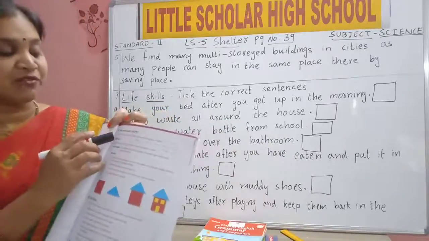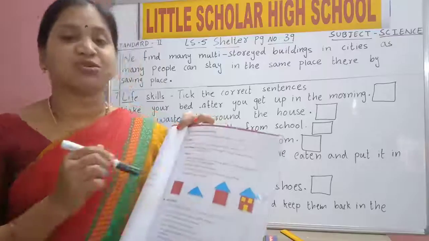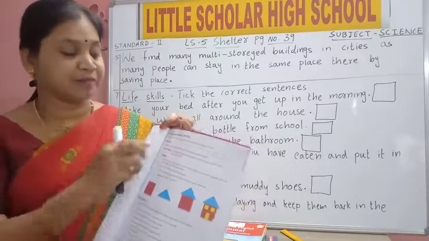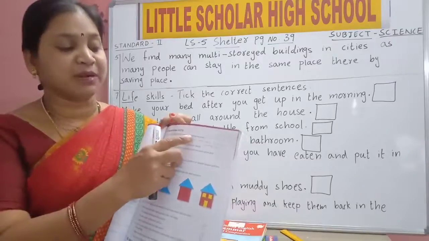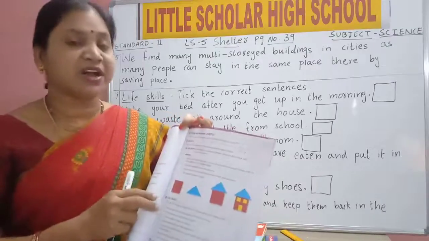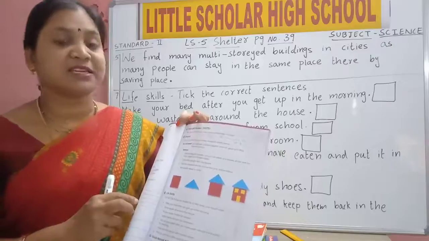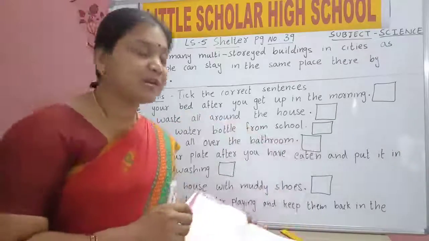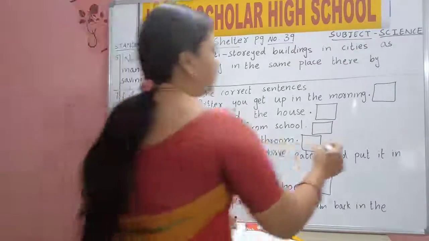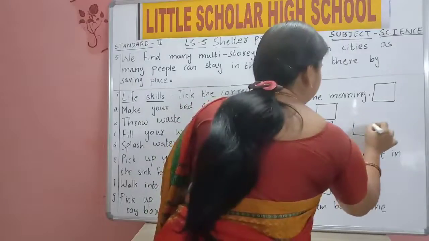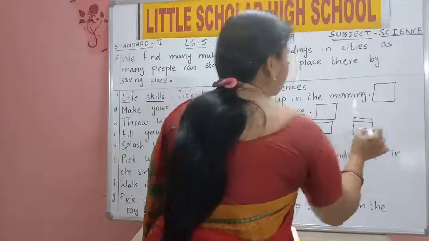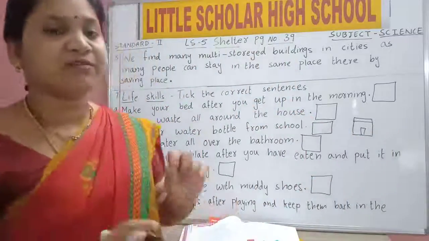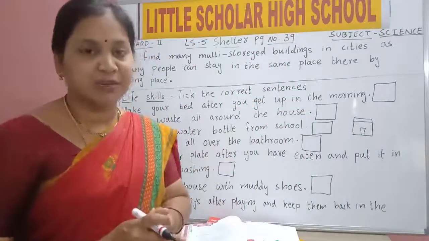Put your finger, think and answer the question. Why do we find so many multi-storied buildings in cities? Multi-storied building means, which house is this? This is what? Independent house. Only one family or two families will stay in an independent house.